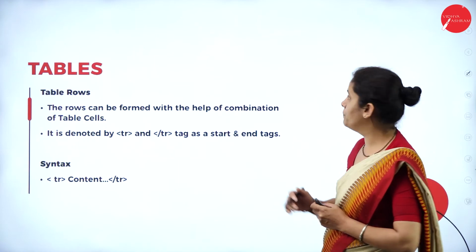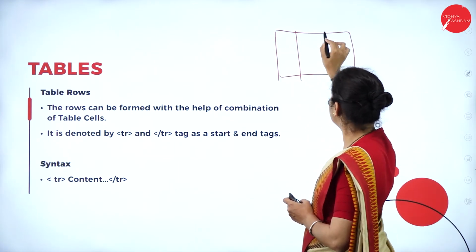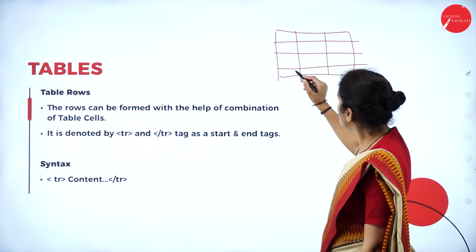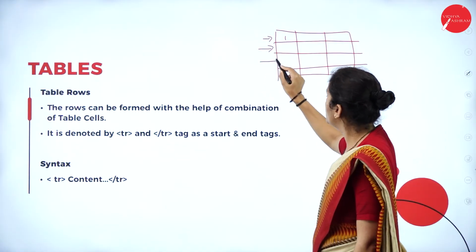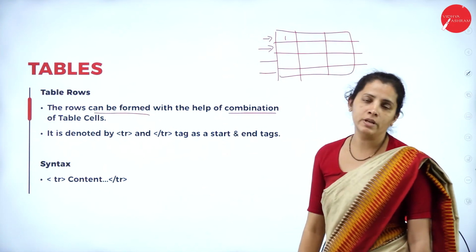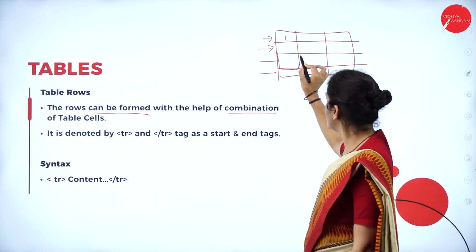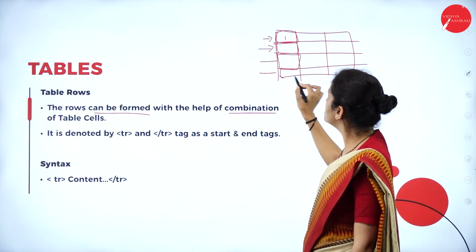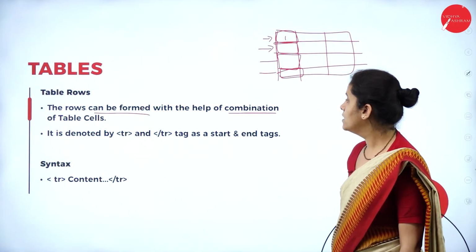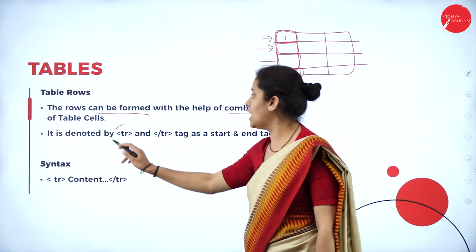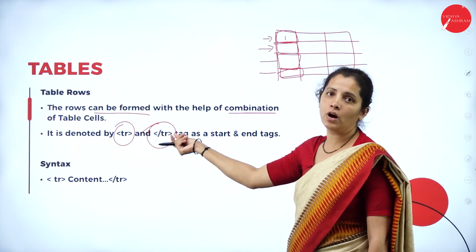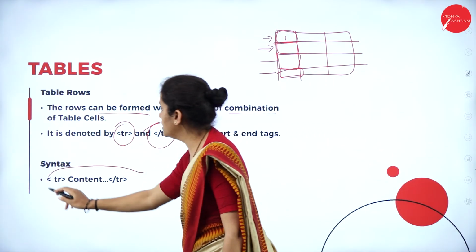If I consider a table row, think that this is my table. I have 3 columns and 4 rows: row 1, row 2, row 3, row 4. So a row can be formed with the help of a combination of table cells. This is one cell, this is the second one, this is third, and this is fourth. So your rows can be formed with a combination of table cells. Then how to start the table row? That is tr, and it must be closed with /tr. This is nothing but the ending of your table row. This is the syntax.